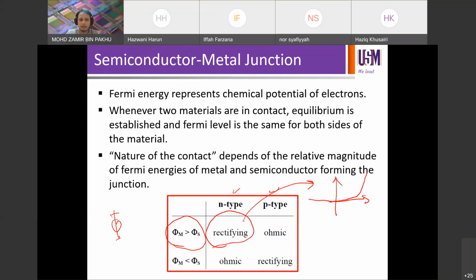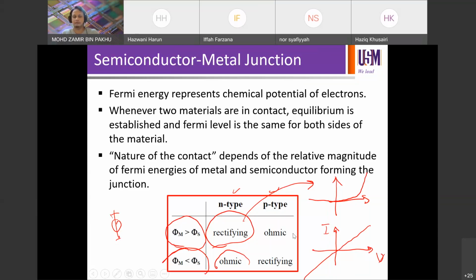On the other hand, if the work function of the metal is less than the semiconductor, and you're working on n-type silicon as well, you're going to have an ohmic contact. So we're going to go through the properties of these two contacts today.